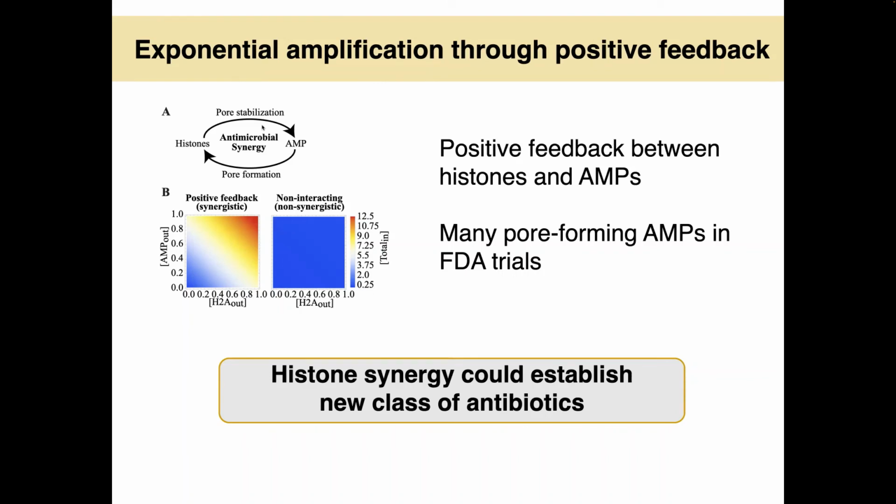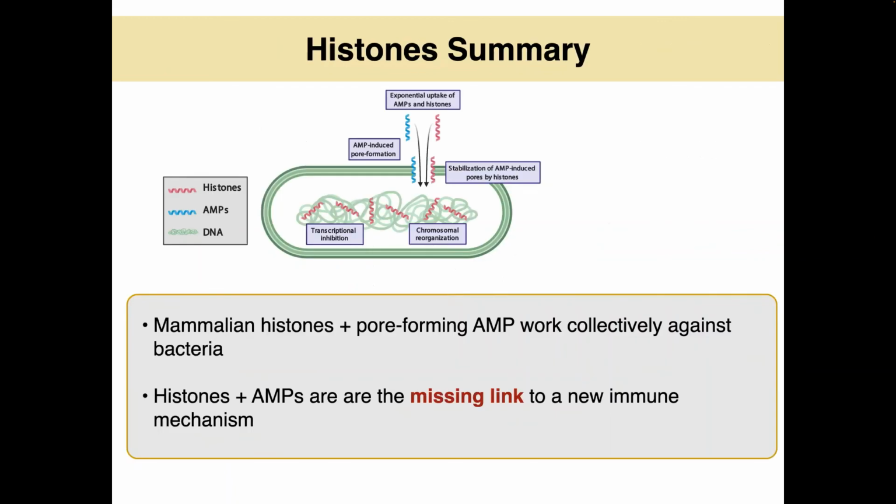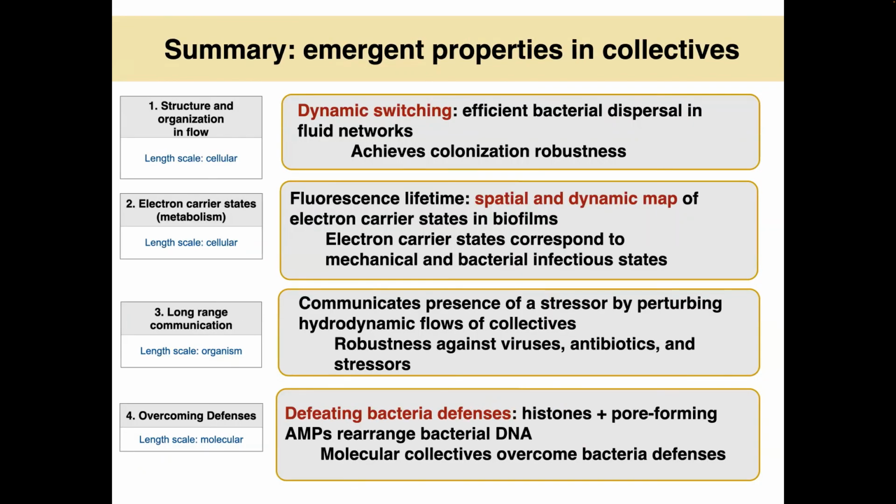We think that this type of synergy between histones and antimicrobial peptides could lead to a potent new class of antibiotics, and that's work that's ongoing right now. We found that mammalian histones and pore-forming antimicrobial peptides work collectively against bacteria very effectively. We think that they're the missing link to understanding a new immune system mechanism, and that this can be leveraged as a new strategy.